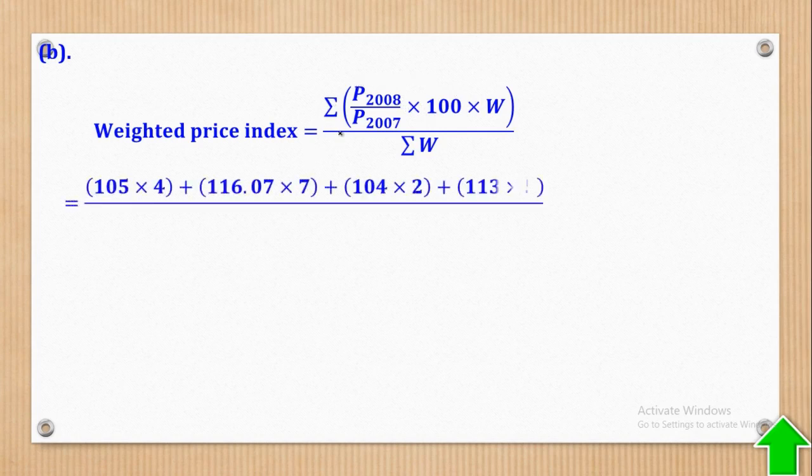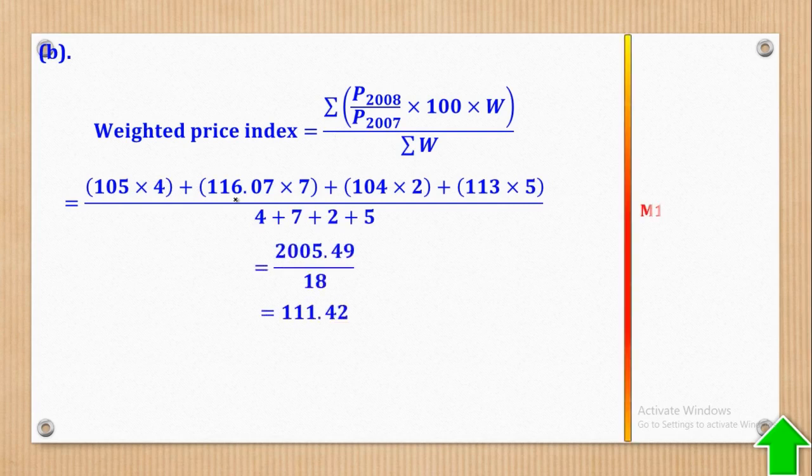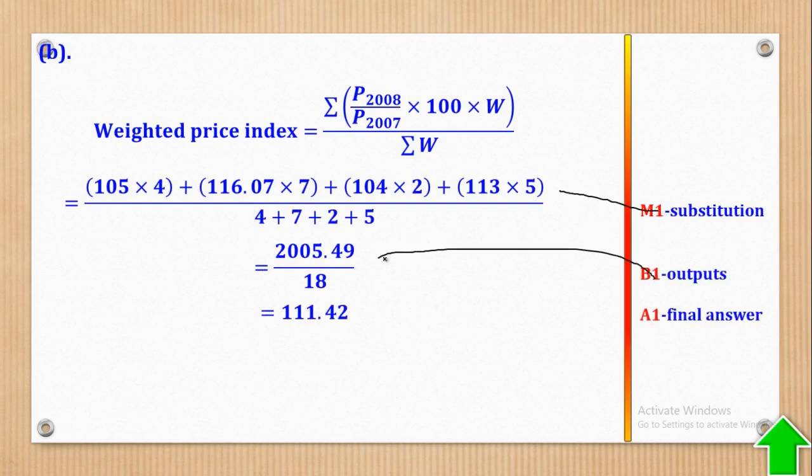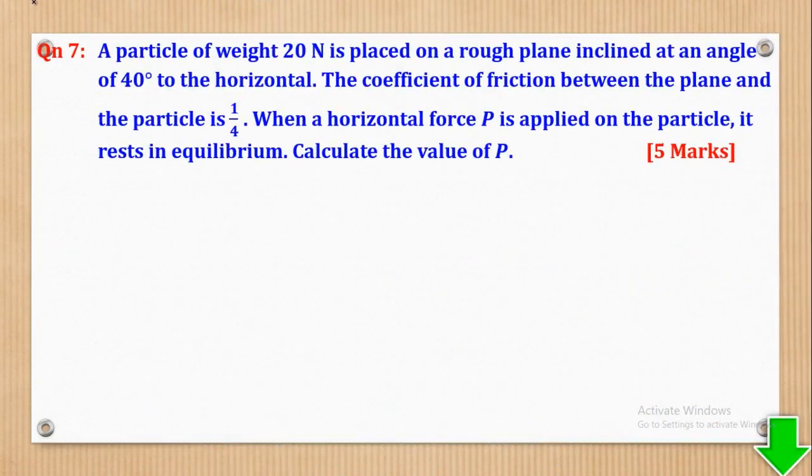So I'll come and substitute and then simplify to come up with the answer which they want. So B1 for M1 for substitution, B1 for the outputs both, and A1 for the final answer. So that was question 6.